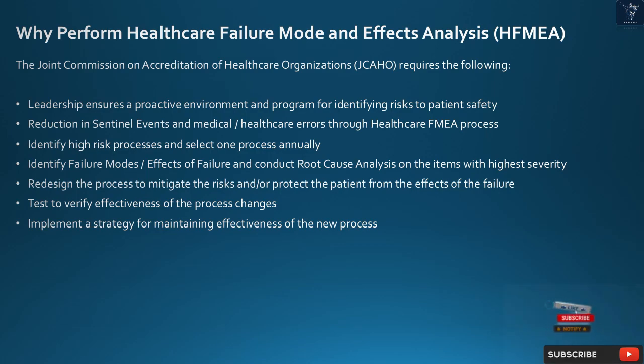Identify high-risk processes and select one process annually. Identify failure modes and effects of failure, and conduct root cause analysis on the items with highest severity. Redesign the process to mitigate the risks and/or protect the patient from the effects of the failure. Test to verify effectiveness of the process changes. Implement a strategy for maintaining effectiveness of the new process.